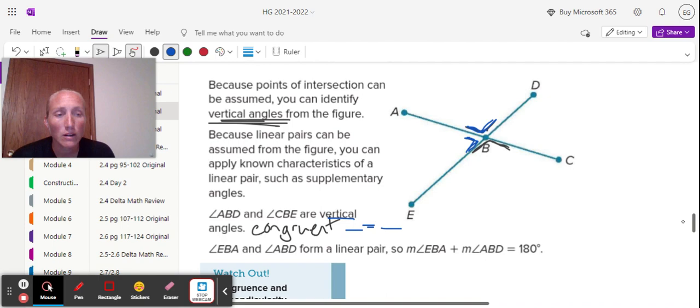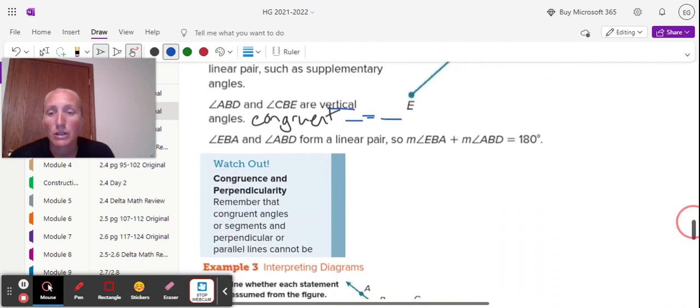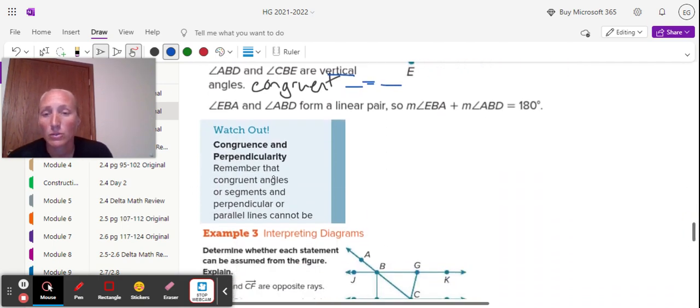Okay. Be careful with your congruence and perpendicularity. Remember that congruent angles or segments and perpendicular or parallel lines cannot be assumed. Okay, so be careful with those ones as you go through.